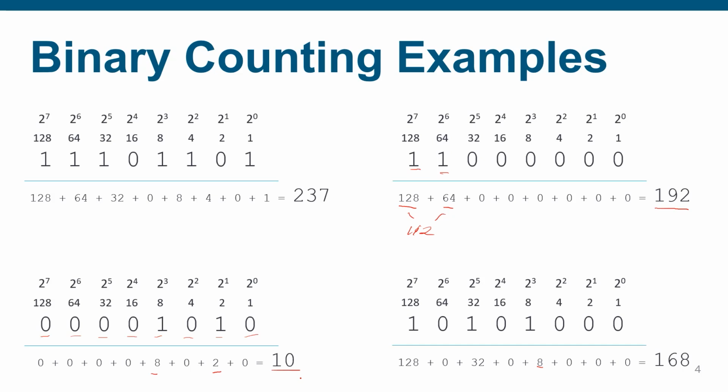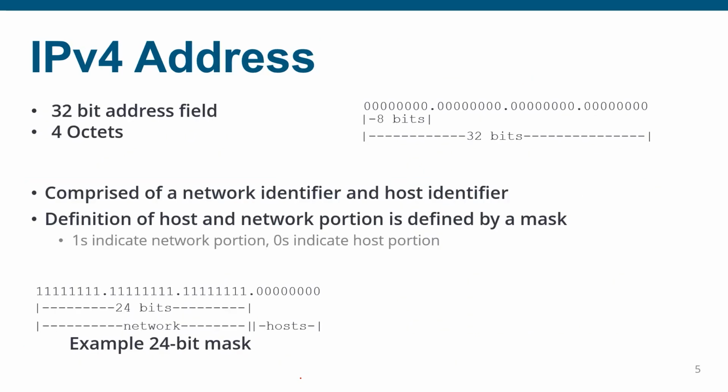So now that we have a sense of how to count in binary, let's take a closer look at the format of the IPv4 address. The IPv4 address is a 32-bit address field. As we mentioned, there are 4 octets, and it's called an octet because each section is 8 bits long, and the entire field is 8 times 4, which is 32 bits.